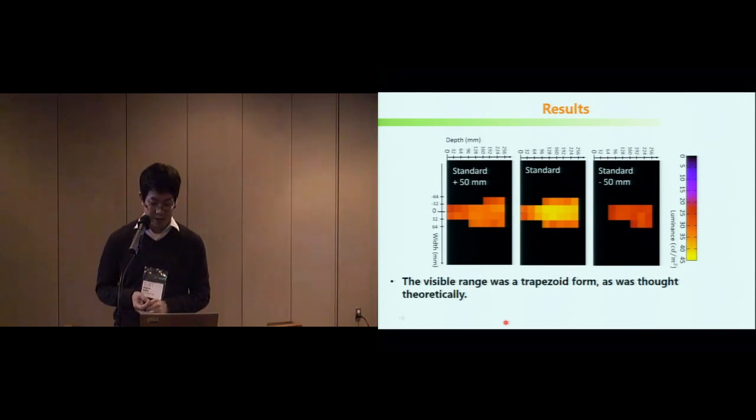This shows the luminance of the superimposed mirror image. The visual range was trapezoid form as was thought theoretically. In the lower viewpoint, when the image was closer to the viewer, part of the image fell outside the visual range and was not shown. We also found that the luminance is higher at the center area of the display. This is because the luminance distribution of the display has such a feature.